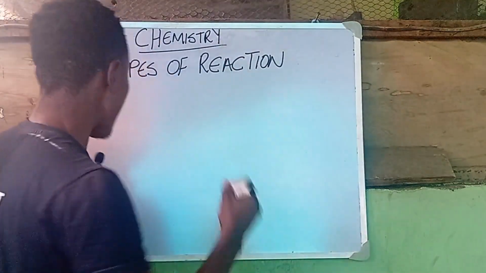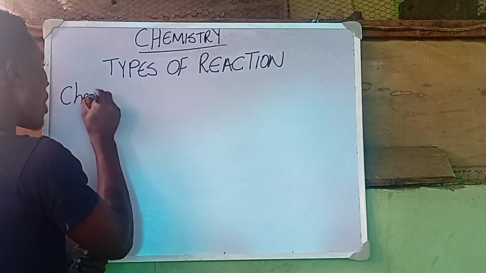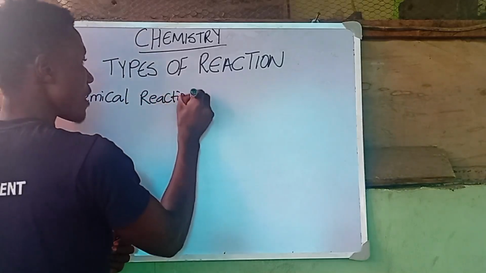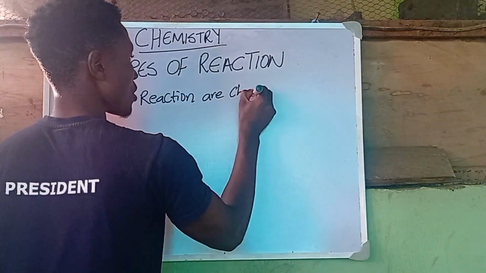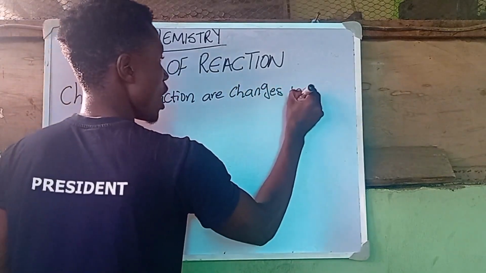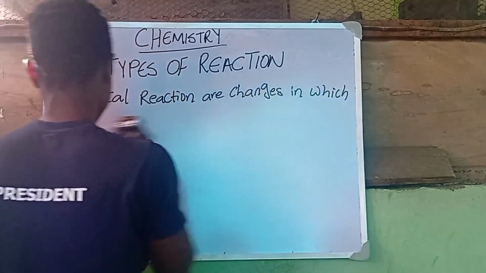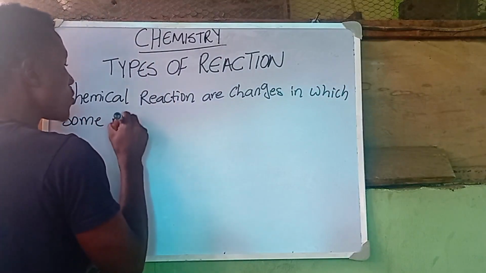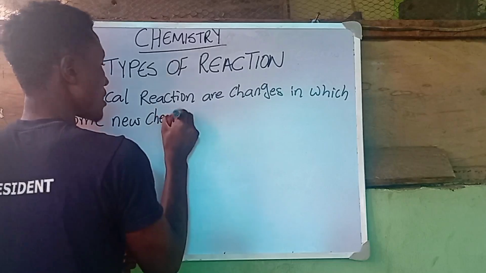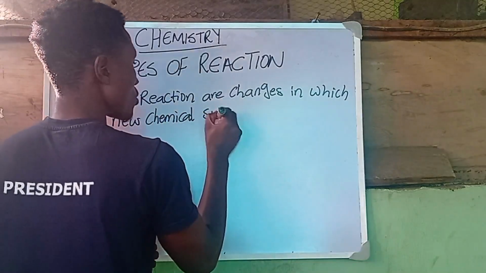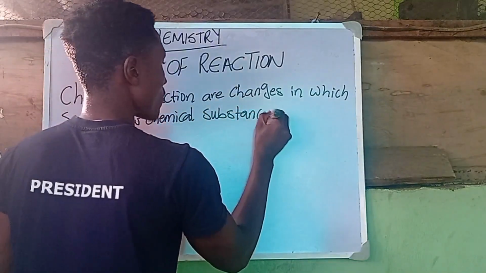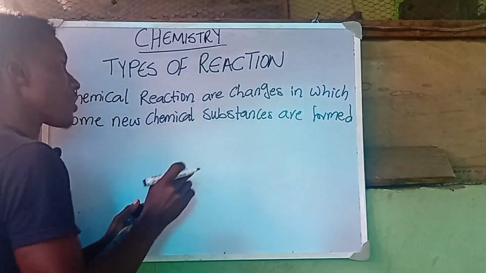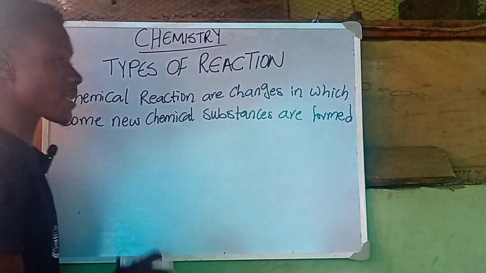So what is a chemical reaction? We say chemical reactions are changes in which some new chemical substances are formed. So we say chemical reactions are changes in which some new chemical substances are formed.